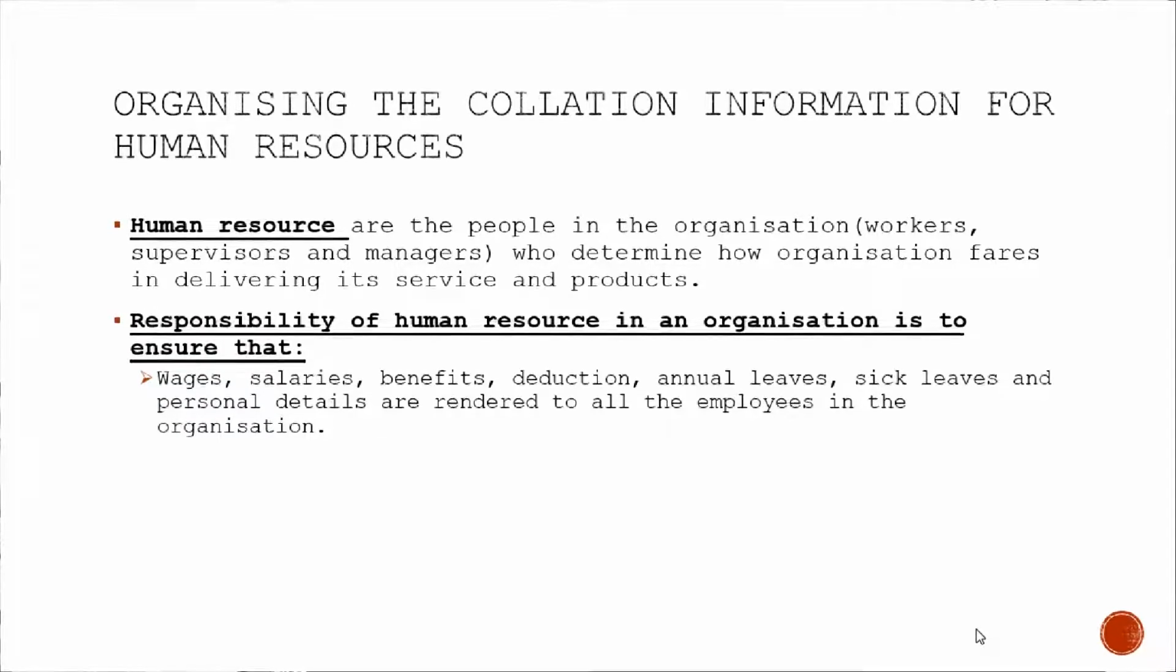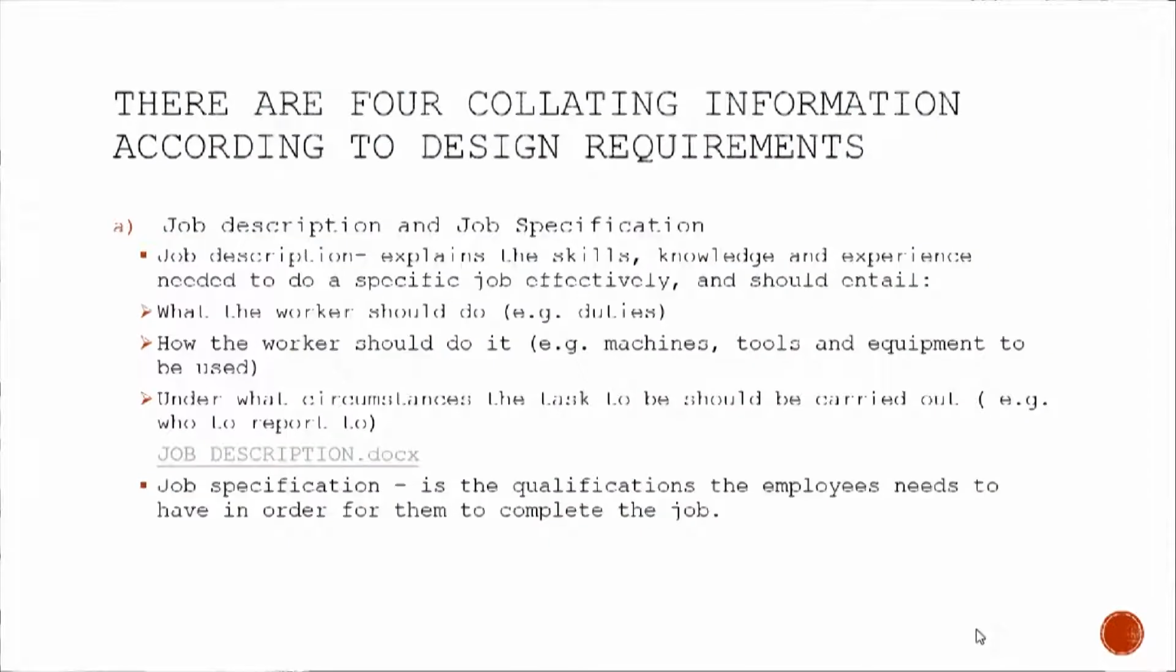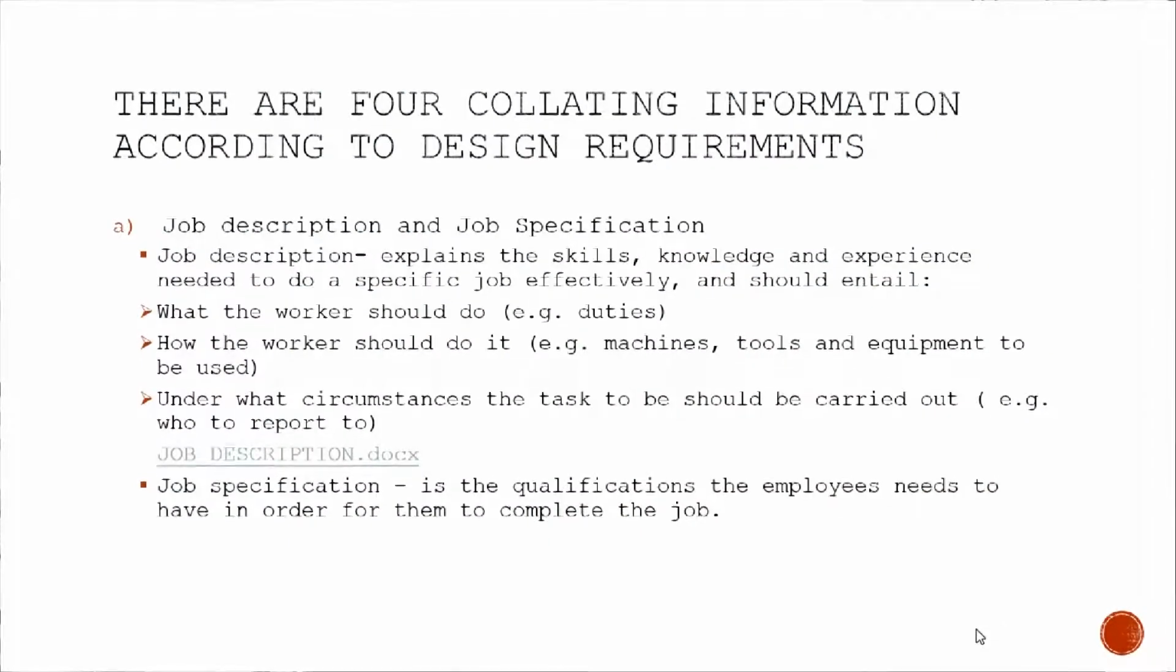The responsibility of human resource in the organization is to ensure that wages, salaries, benefits, deductions, annual leaves, sick leaves, and personal details are rendered to all the employees in the organization. We are moving on to another slide where we are going to talk about the 4 collection information according to the design requirements. The first one is the job description and job specification.